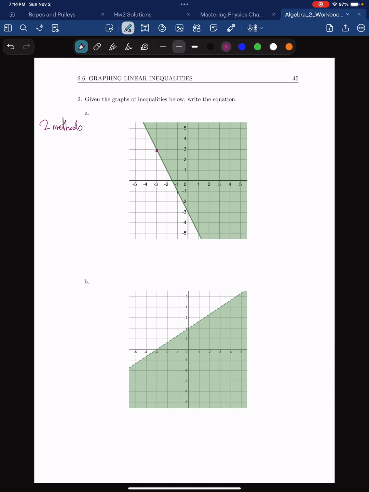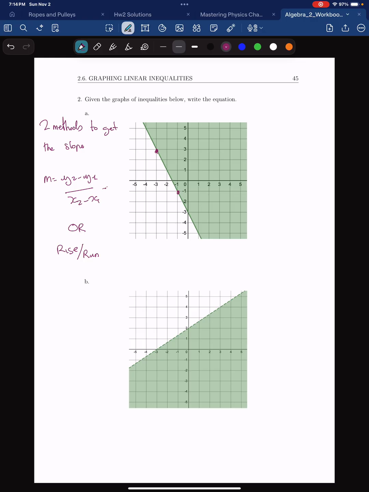So the instruction is, given the graphs of inequalities below, write the equations. What we can do here is find the slope and find the intercept. There are two methods to get the slope. We're going to have m equals y2 minus y1 over x2 minus x1, or rise over run. Rise over run is a bit risky, you can make some mistakes. I would just get 2 points on the line and then use this to get the precise slope.